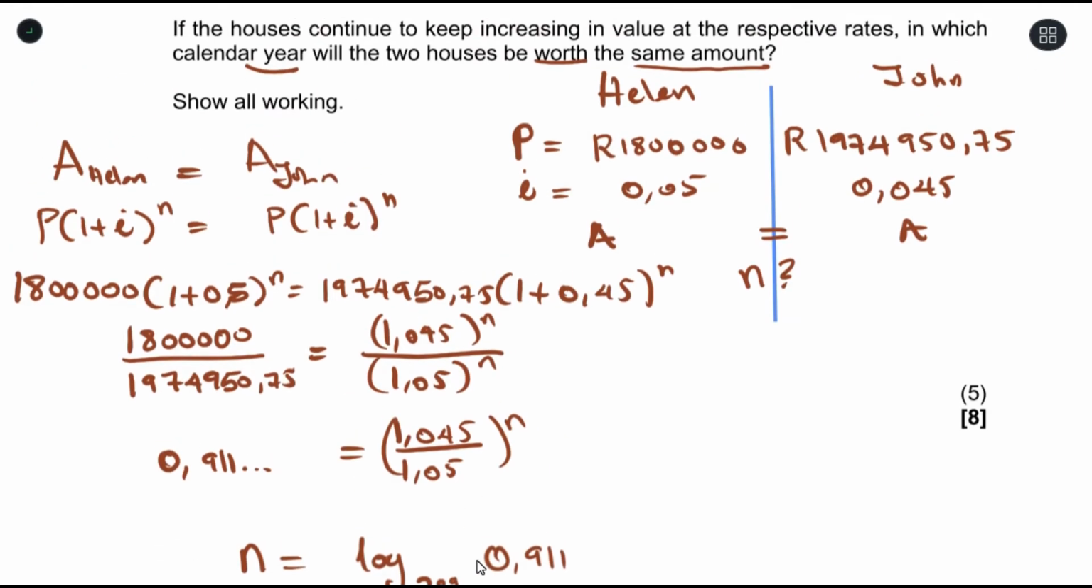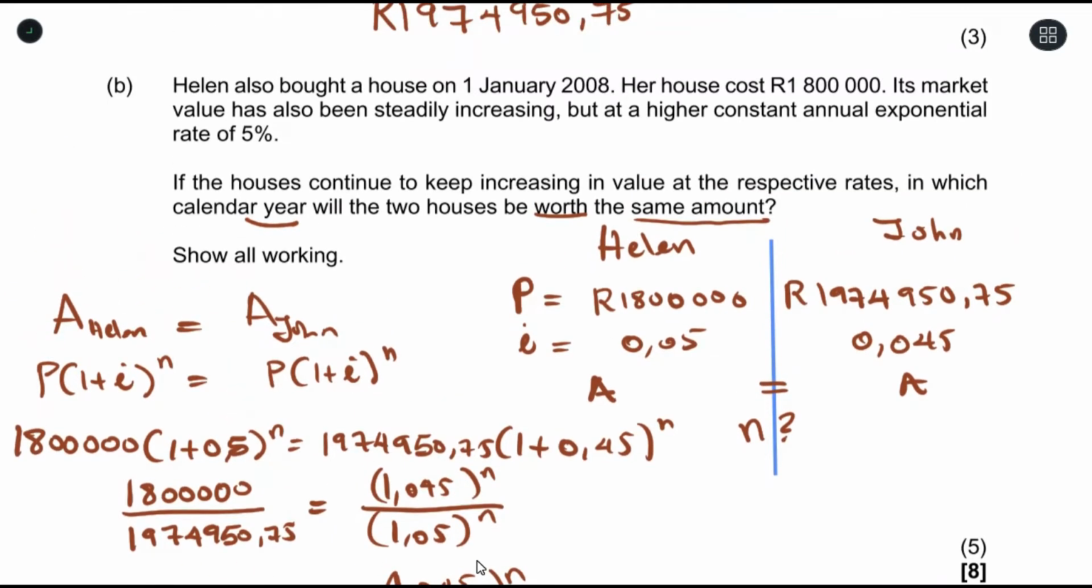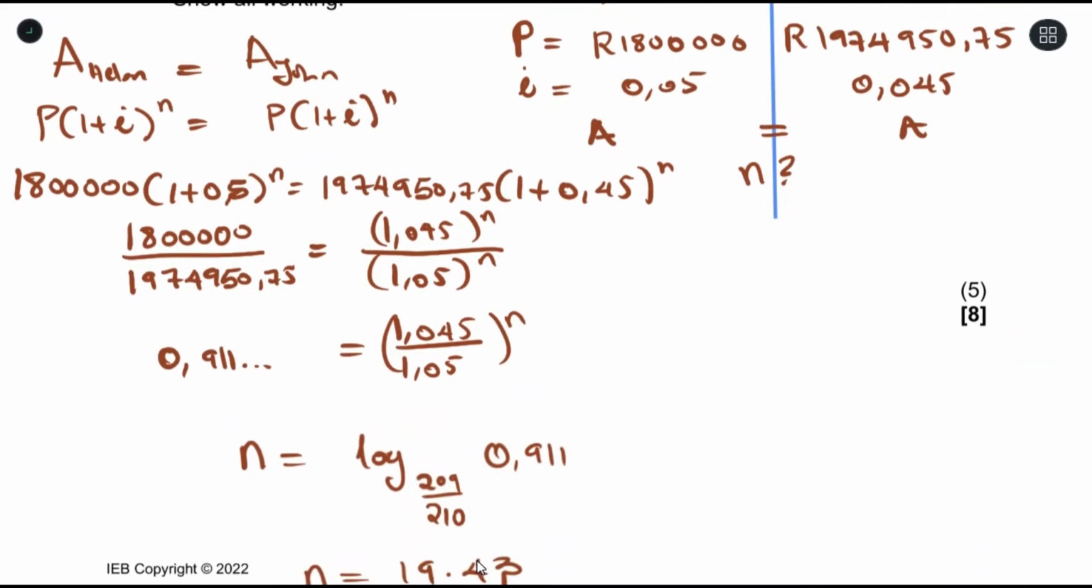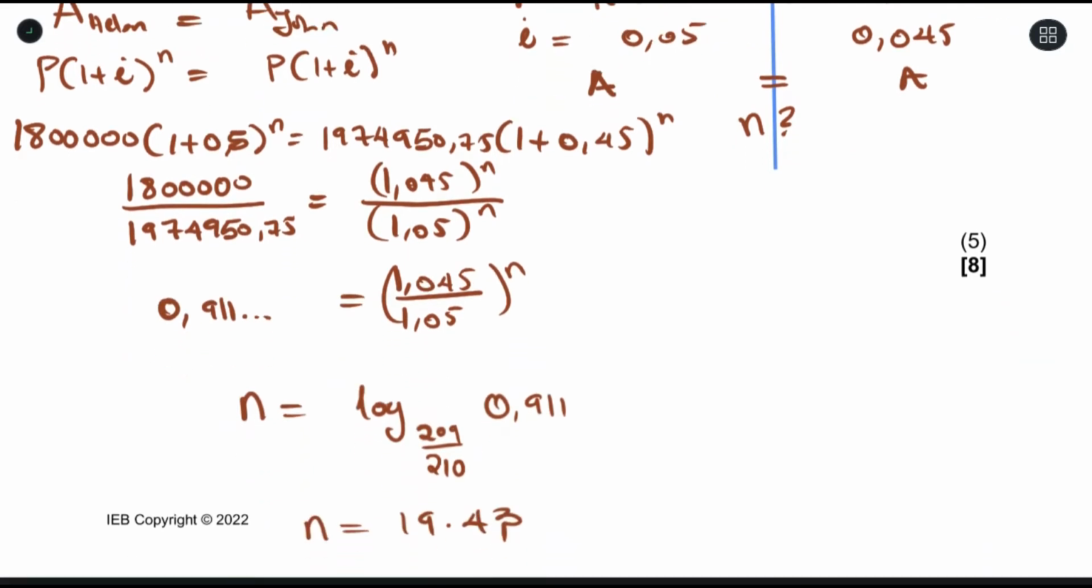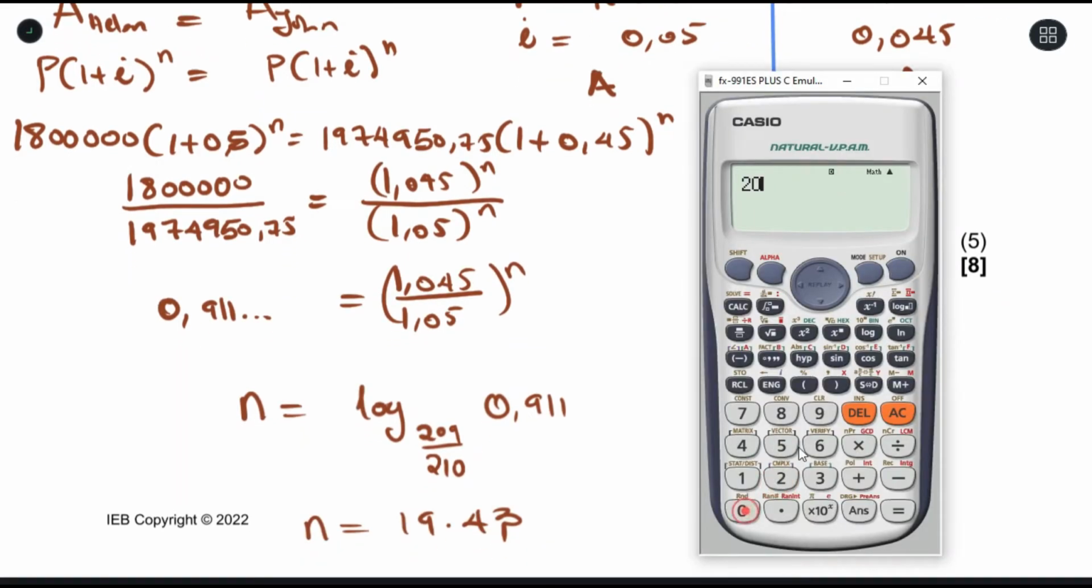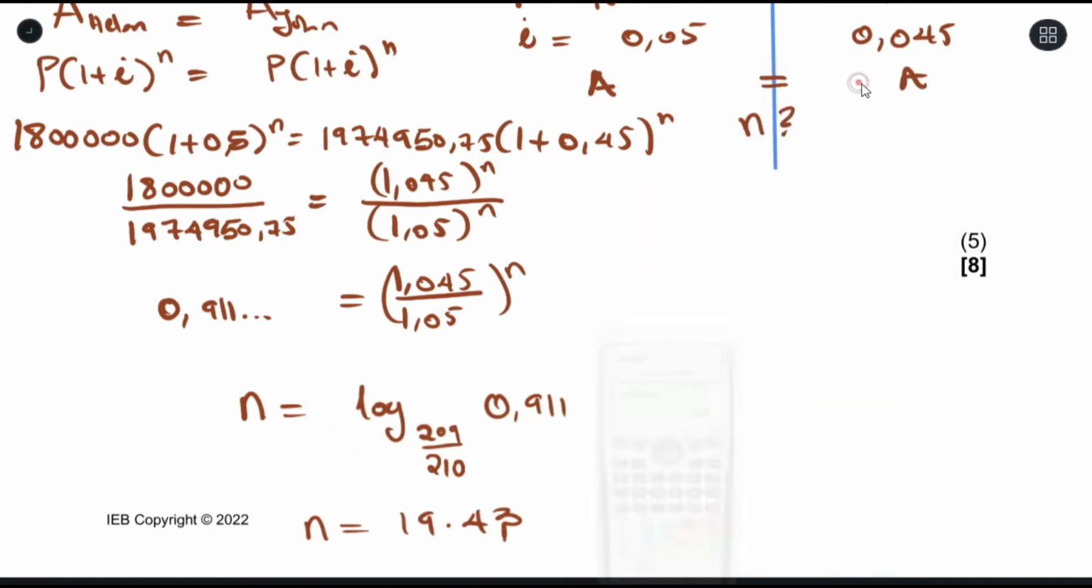Since 2008 was the original period these houses were valued, if you add 19 to 2008, you'll get 2027. So your final answer will be 2027. And that's it.